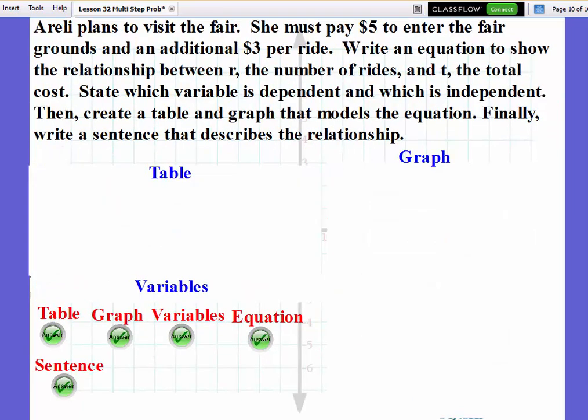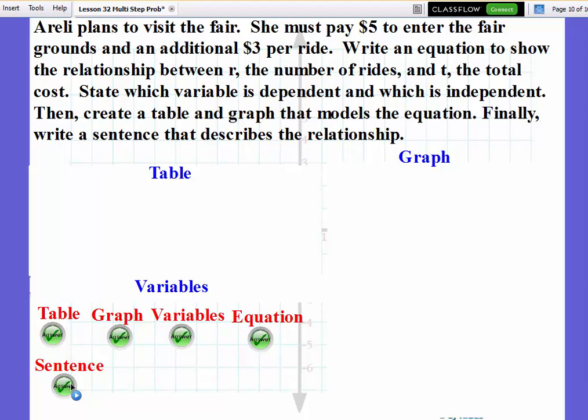Okay, I want you guys to try this one by yourself. It has some extra steps. It's asking you to write the equation yourself, write the sentence that describes it. I'm going to have you do this on the piece of paper that you brought with you. If you don't have a piece of paper, go grab one, put your name on it, put it in the turn-in box.